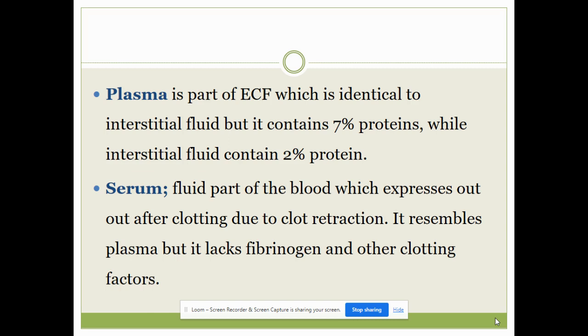The answer again lies in the presence of fibrinogen and other clotting factors.